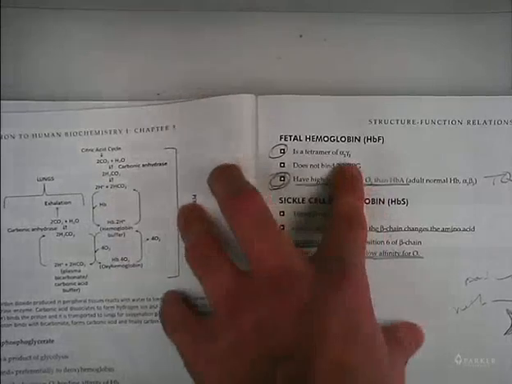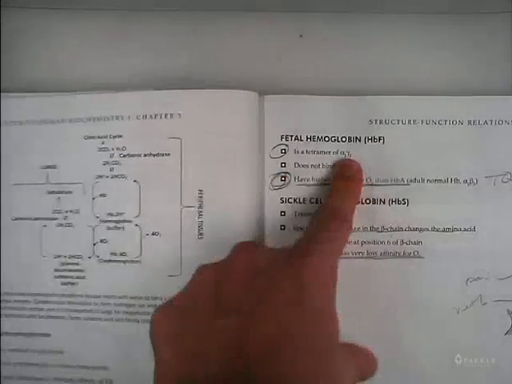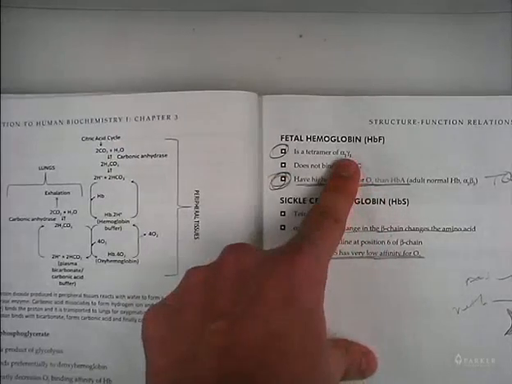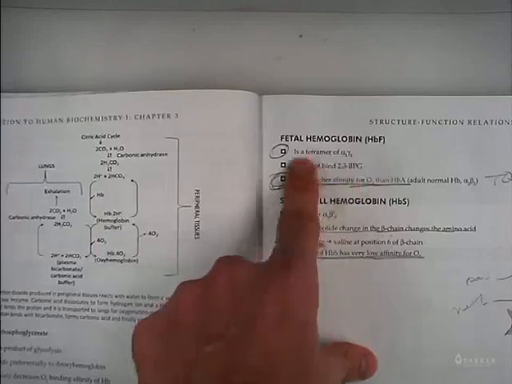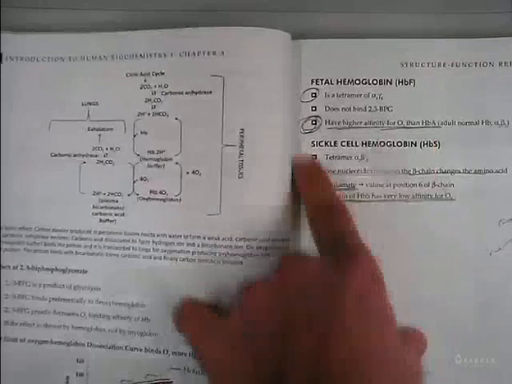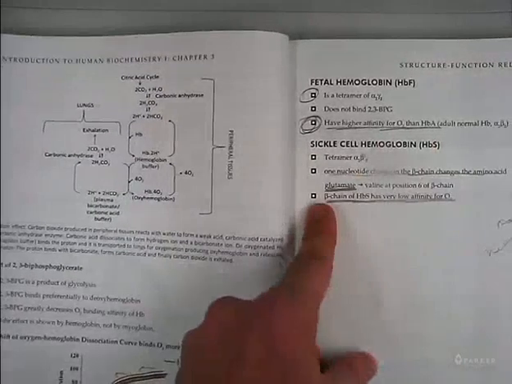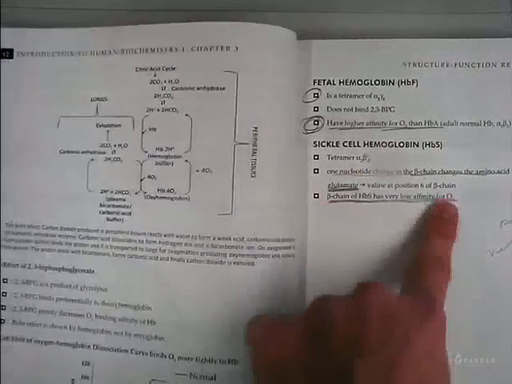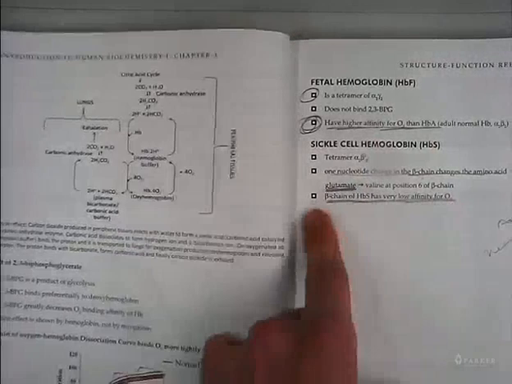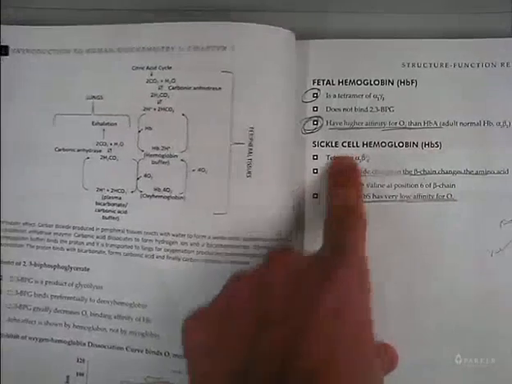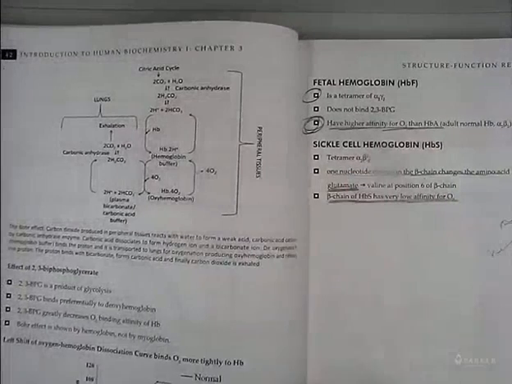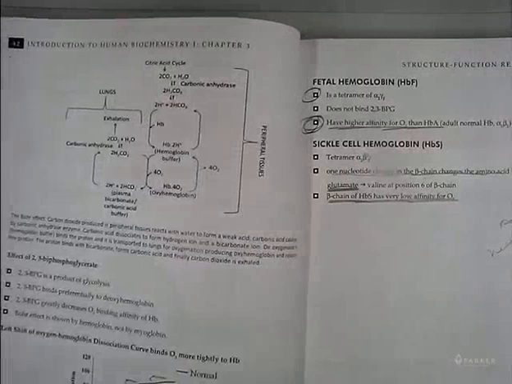It's a tetramer, but it's got alpha 2, gamma 2. So what did regular adult hemoglobin have? Alpha 2, beta 2. So fetal hemoglobin is alpha 2, gamma 2. Has a higher affinity. Sickle cell anemia, we talked about this yesterday, has a lower affinity for oxygen. It has that sickle shape, and that's alpha 2, beta sickle 2. That one probably won't be on the test.